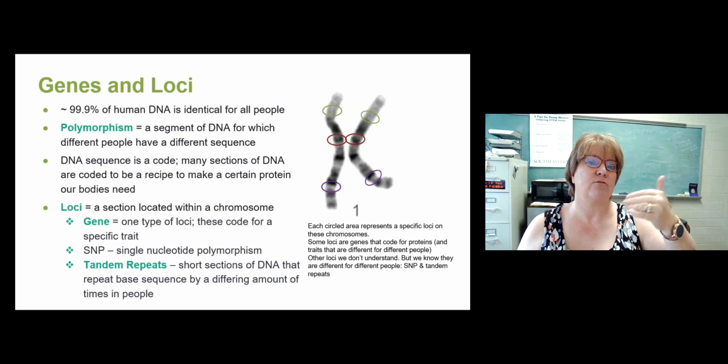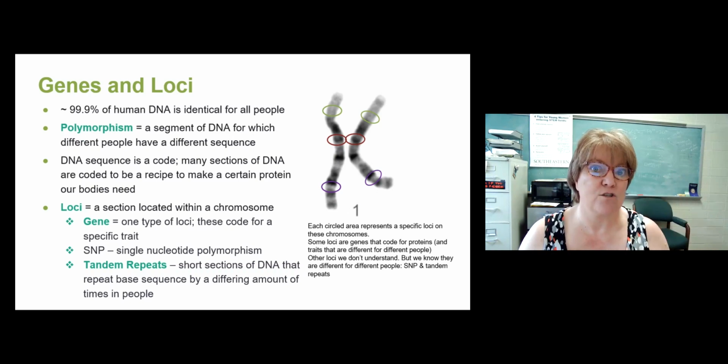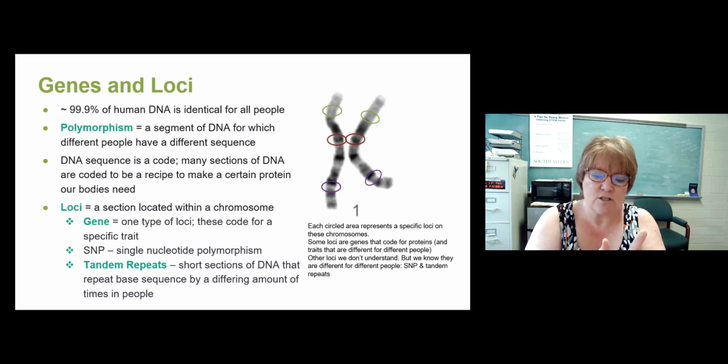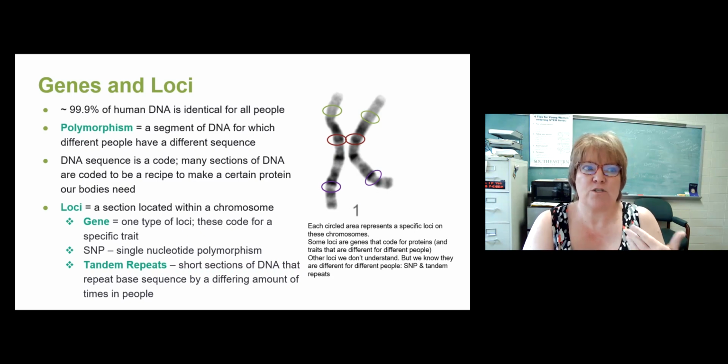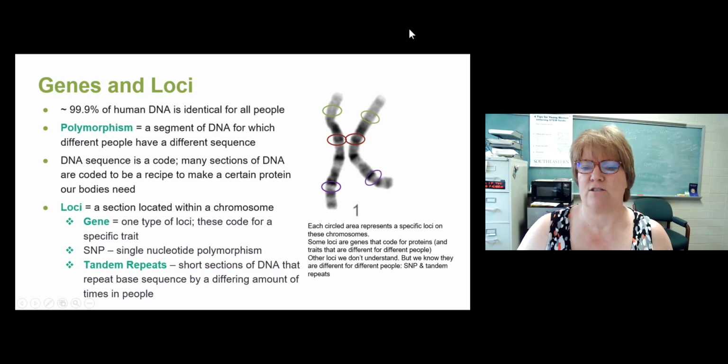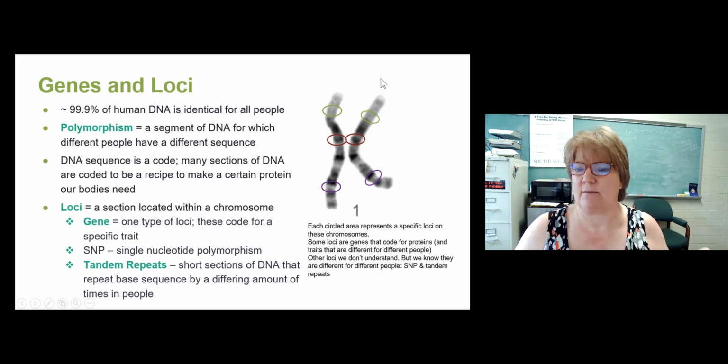However, in forensics, we're going to focus on this third type of loci, which is tandem repeats. So it's a short section of DNA that has a repeating base sequence. We just see this pattern repeating several times. Over here on the right, I'm trying to identify visually with a sample. So in other words, the green one might be one locus, and the red one might be another locus, and the purple one is another locus.